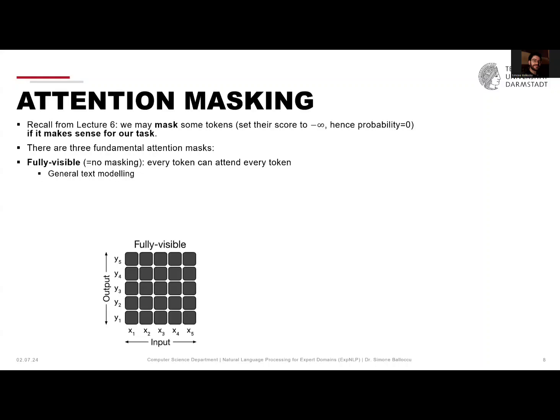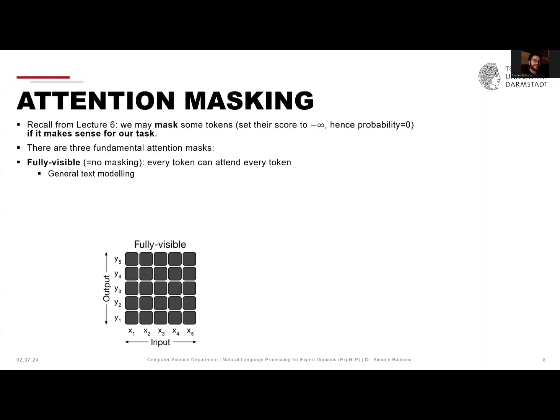The first one is fully visible, which also means no masking. Basically, every token can attend to every token. So this is called an attention mask, but really there's no masking happening. We use it in general text modeling, for example, for BERT. Now, it's very important that you remember one thing. You may remember that BERT had some masking, which is dynamic in a way, right?